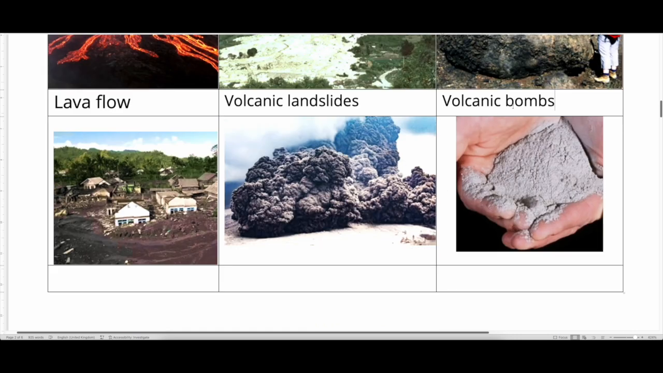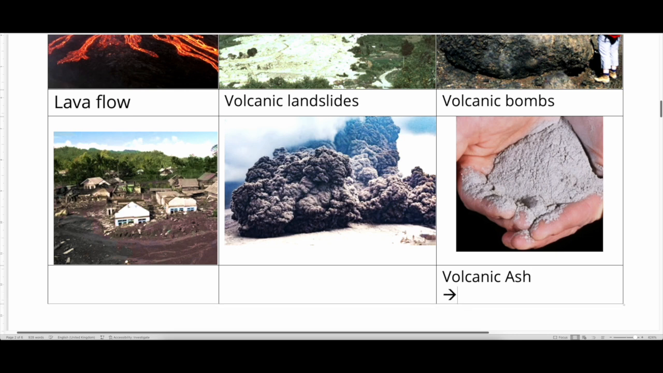The next one, this fine thing, is also erupted by volcanoes. Usually it's floating in the air before it settles down. It's what we call ash. Volcanic ash. And when it falls down from the sky, we call it volcanic ash fall.